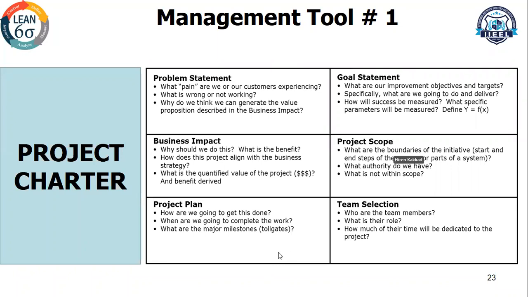So this template is a one-page template: problem statement, goal statement, business impact, project scope, project plan. You need to answer these questions so that you formulate each of the groups and get to the perfect project charter for the project. So this is the first tool, and this is the template and these are the guidelines. We will coach you how to do this so that you become a master in doing a project charter.